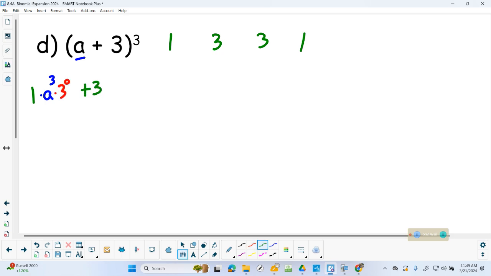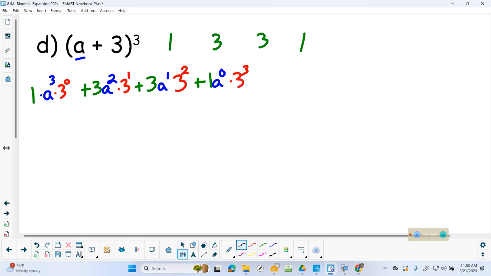Next coefficient, 3. A moves down in power to squared. 3 is up in power to 1. All right, 2 to go. That's it. This seems too easy. A is down in power to the 1st. 3 is up in power to the 2nd. And our very last term, A would be at the 0. Again, not necessary to write, but I'm going to put it for our pattern. And 3 would be cubed.